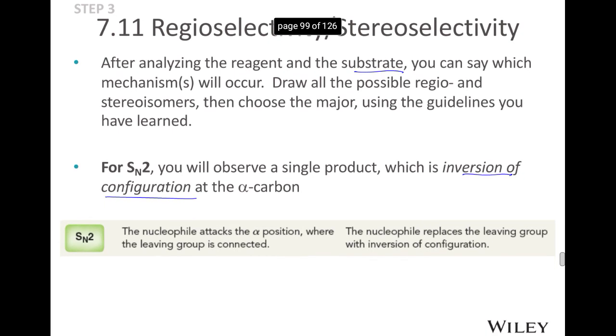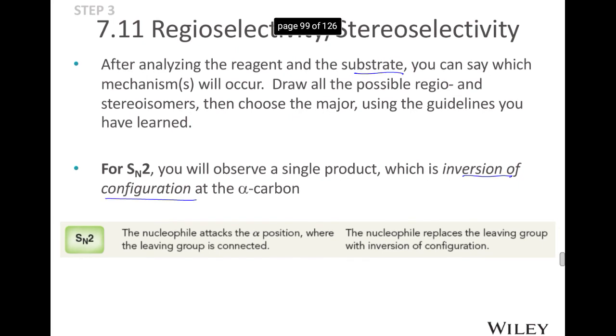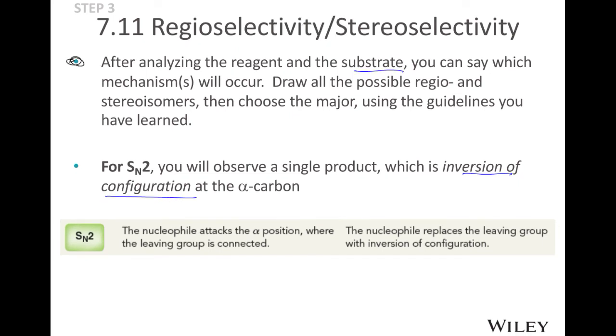The next few slides just basically deal with review about all the different types of mechanisms that we looked at, and just a few pointers to help you along the way. It says here in the first bullet point, after analyzing the reagent and the substrate, you can say which mechanisms are going to occur. Then you're going to draw all the possible regioisomers and stereoisomers. Then you're going to pick the major product using the guidelines that we've covered already in class.